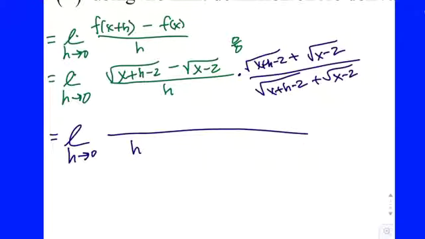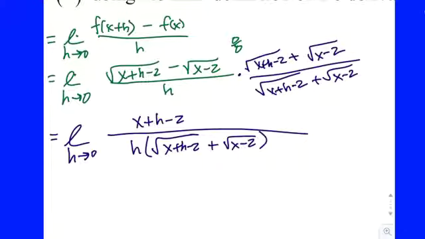All right, in the bottom, I'm just going to leave it as h times all of this: the square root of x plus h minus 2 plus the square root of x minus 2. And in the top is where the action's at. Radical times radical is the radicand. And now we've got to be careful here. The inside and outside cancel, but we have minus the quantity x minus 2. I'm going to go ahead and distribute it.